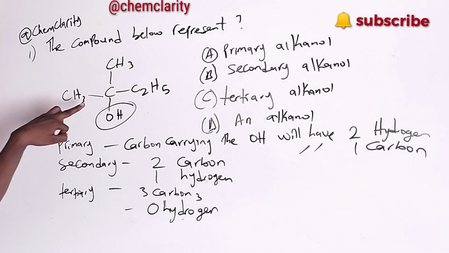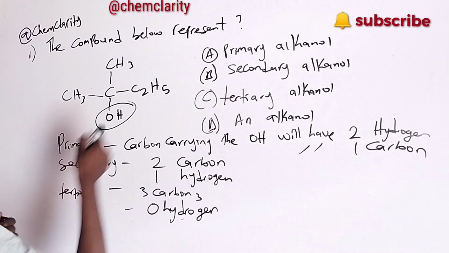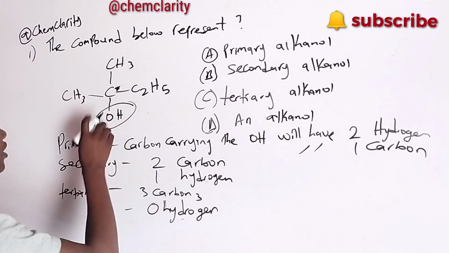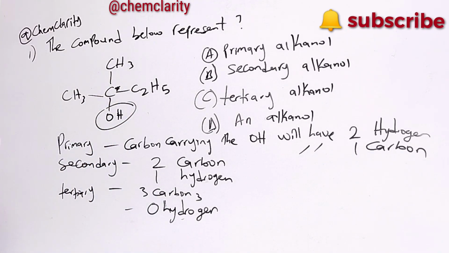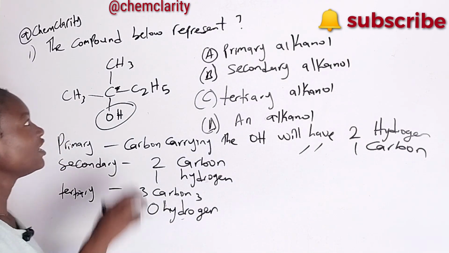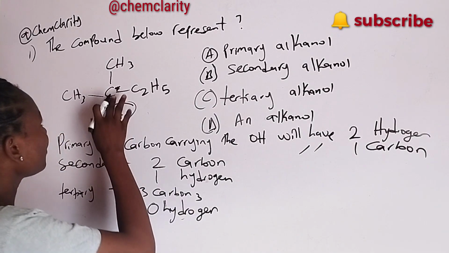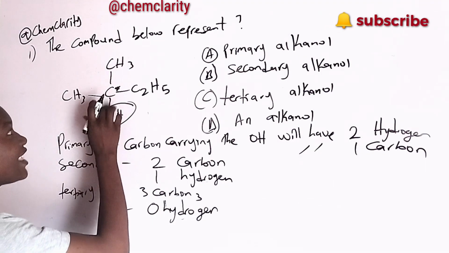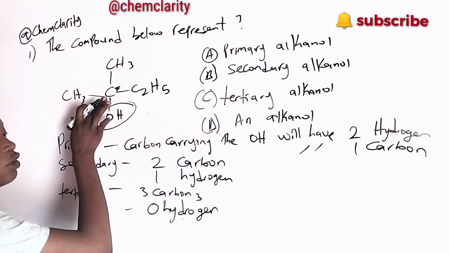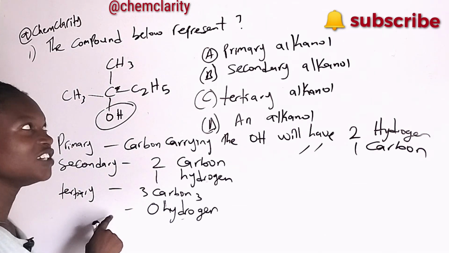Now, looking at our compound that they gave us, this is the carbon carrying the OH. So how many hydrogen attached to the carbon carrying the OH? When you check very well, there is no hydrogen attaching to this particular carbon. No hydrogen is attaching to it. That gives you a clue of tertiary.